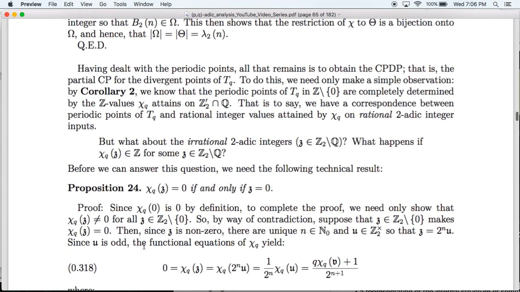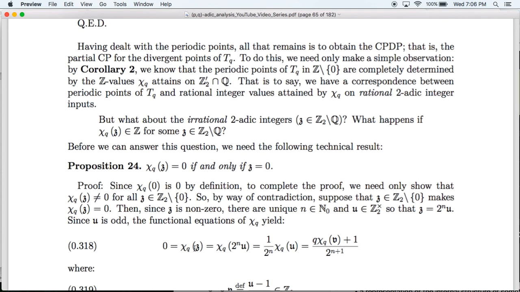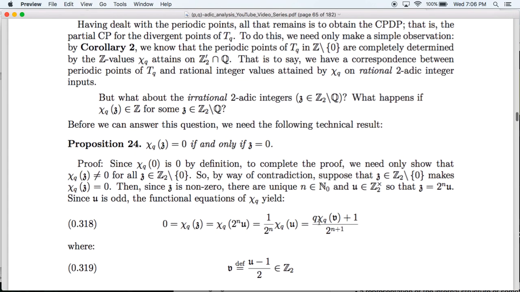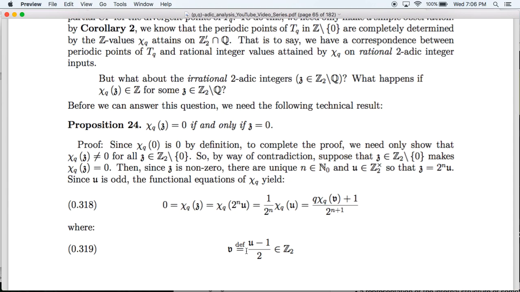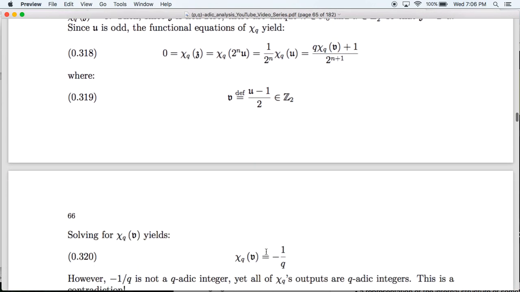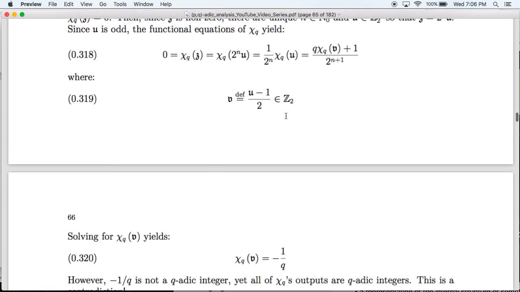Since u is odd, the functional equations of chi-q yield the following. So here, chi-q of z is chi-q of 2^n u. Well, then we pull that out and get 1 over 2^n. Since u is odd, it's going to be of the form 2v plus 1 for some 2-adic integer v, so then we apply the odd branch and we get the following. Again, here v is (u minus 1) over 2. Solving for chi-q of v, just from this formula right here, yields that chi-q of v is negative 1 over q.